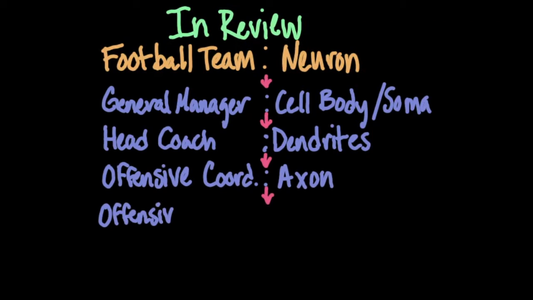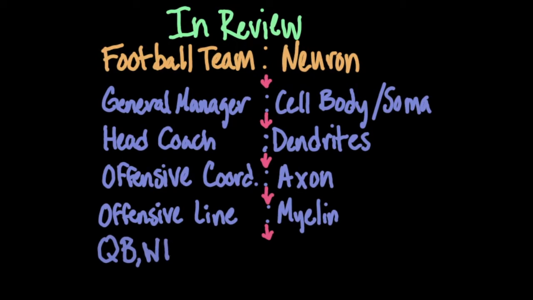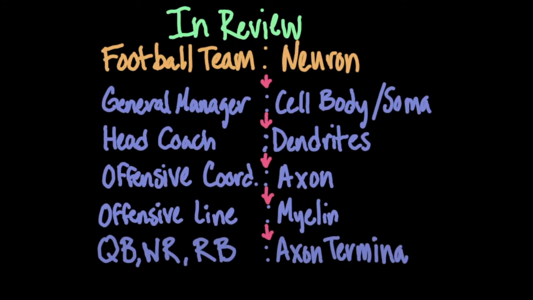The signal is protected by the O-line, or the myelin covering the axon, and finally, the joint group of skilled offensive, the quarterback, wide receivers, and running back, work to conduct the signal as the axon terminal would. It is most important to remember that without each component, the team cannot function.